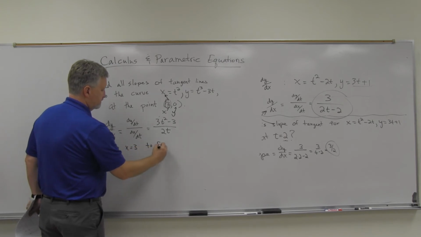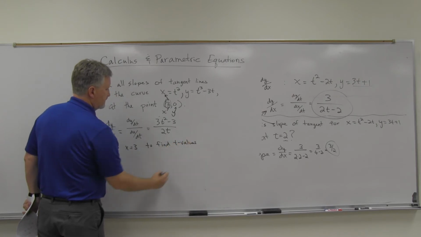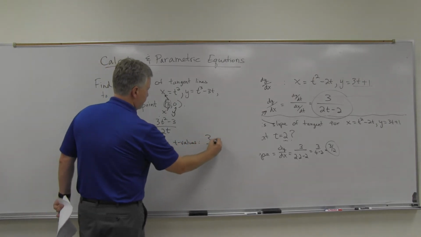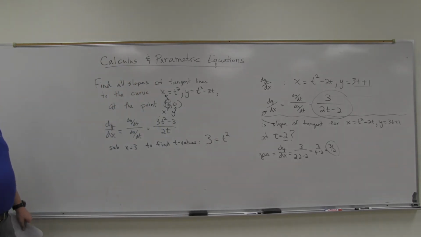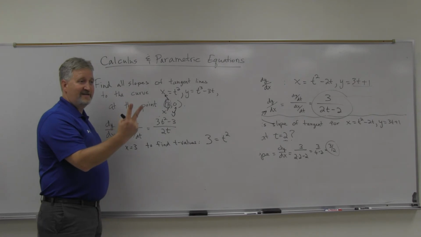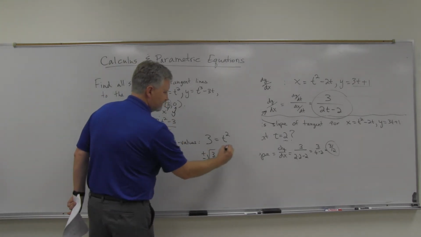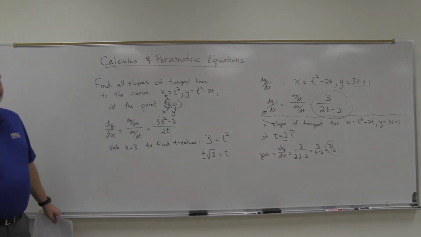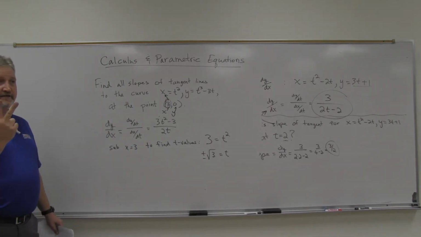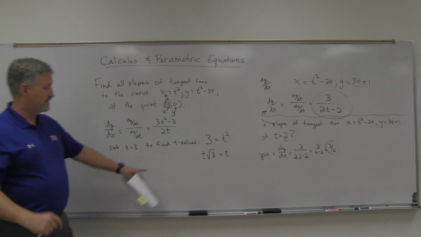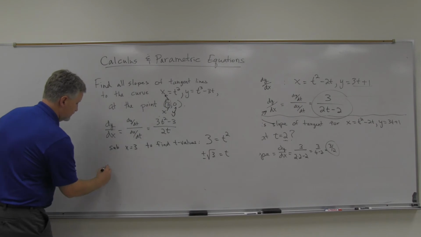To find t. To find the t values. So 3 for t, 3 for x in this case. That gives me 2 answers, doesn't it? Plus or minus square root of 3? Which means I'm going to get 2 slopes. One of the slopes is that t equals square root of 3.